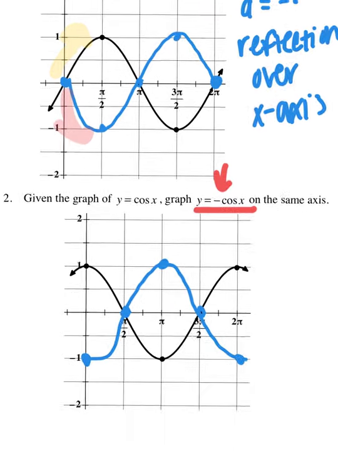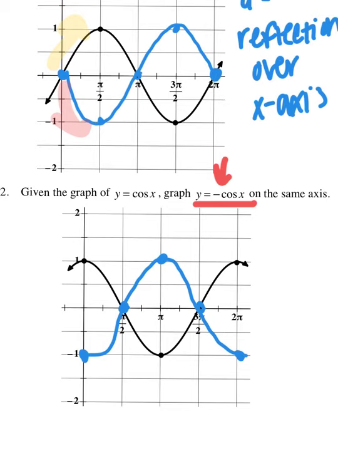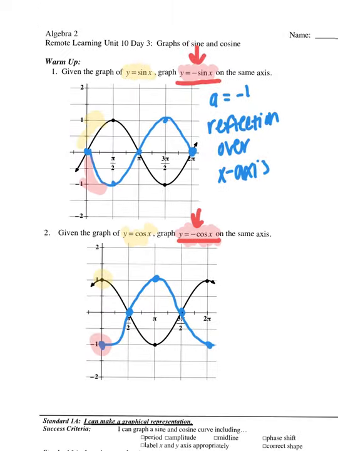Similarly for cosine, I still had a reflection over the x-axis. When I had a positive cosine, my starting point was above my midline. And when I had a negative cosine, my starting point was below my midline. Those facts are going to help us know whether we have a positive or negative sine or cosine. For cosine, is my point starting above or below the midline? Or for sine, is my second point going to be up at a maximum or down at a minimum?